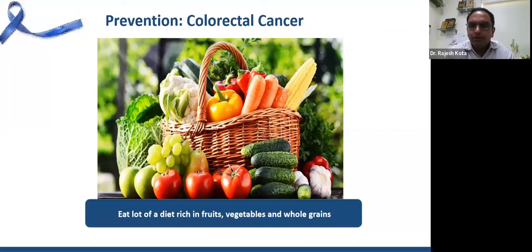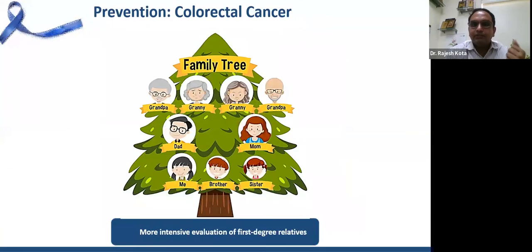So one good thing that we can do, which is there in our hands, is eat diets rich in fruits, vegetables, and whole grains. And we have to be aware of our family history. If someone has familial colon cancer, I think the right time is now to get an appointment with the gastroenterologist.